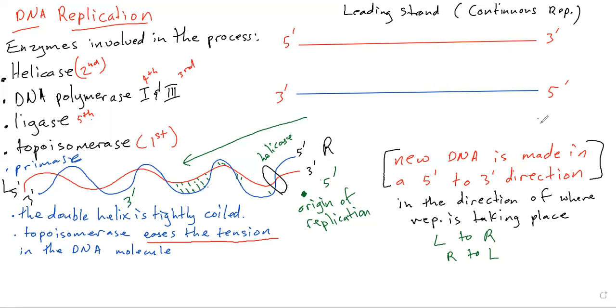So if replication is started, based on this diagram, it's starting on the right hand side. So that will be a 5 prime. And when it finishes out here, you will have the 3 prime.